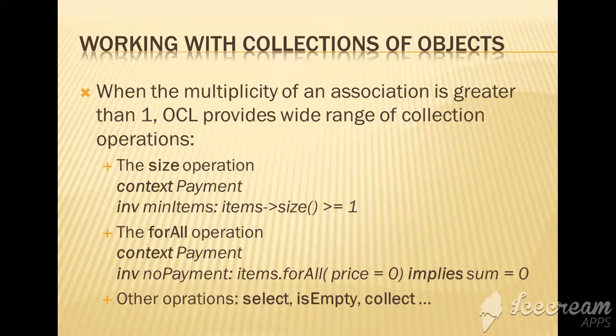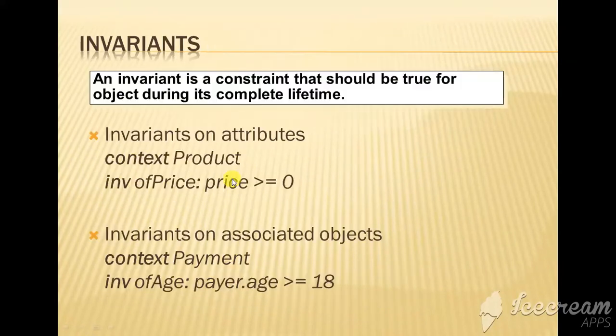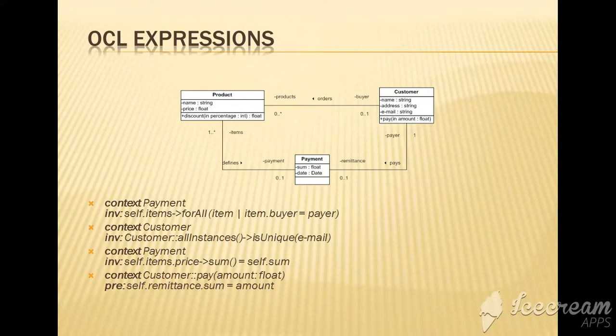So we are talking about the Object Constraint Language in the last slide. That is, it is actually helping UML to express itself in an unambiguous manner. So it has to be precise. When the multiplicity of an association is greater than 1, the OCL provides a wide range of collection operations. Now the size operation, which we have seen in the last slides, in the OCL expressions.